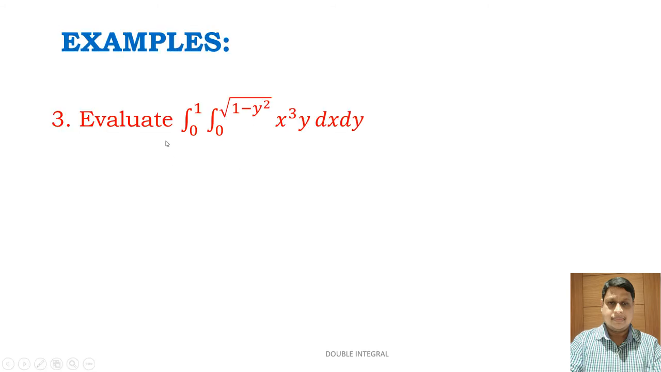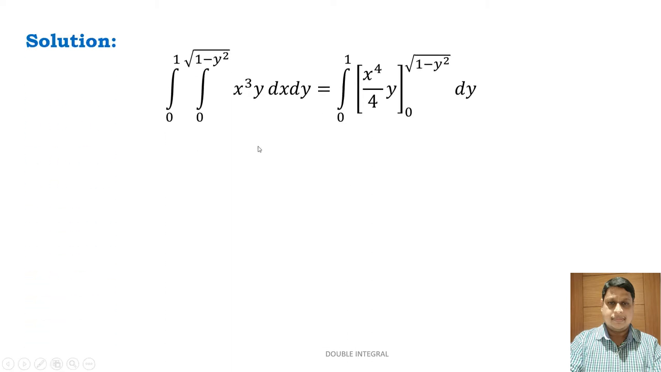Third problem: evaluate the integration from 0 to 1, the integration from 0 to root of 1 minus y square, x cube into y, dx into dy. And the solution: the double integral 0 to 1, 0 to root of 1 minus y square, x cube into y, dx into dy equals. I am integrating with respect to x. Therefore x cube becomes x power 4 by 4, y treated as constant. The limit is 0 to root of 1 minus y square. Replace x by the upper limit and lower limit.